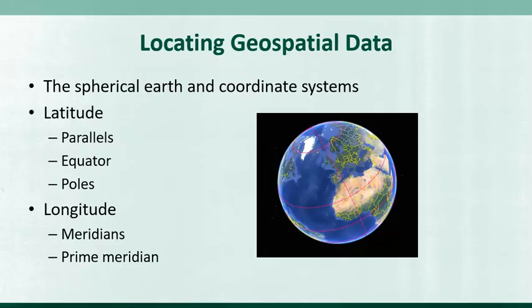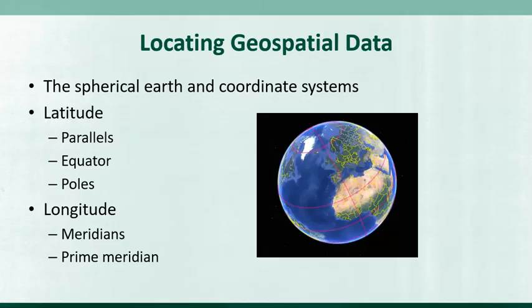Lines of latitude are sometimes referred to as parallels, and the major parallel is the equator. Lines of longitude are sometimes referred to as meridians. They go from the North Pole to the South Pole, and they cut through the planet, starting at what's called the prime meridian, which goes right through London, actually, of all places.